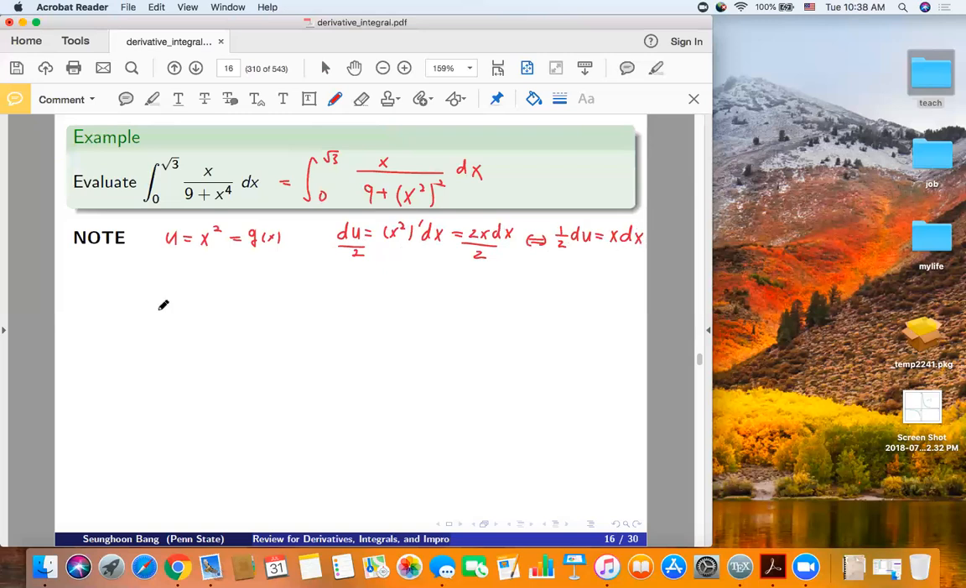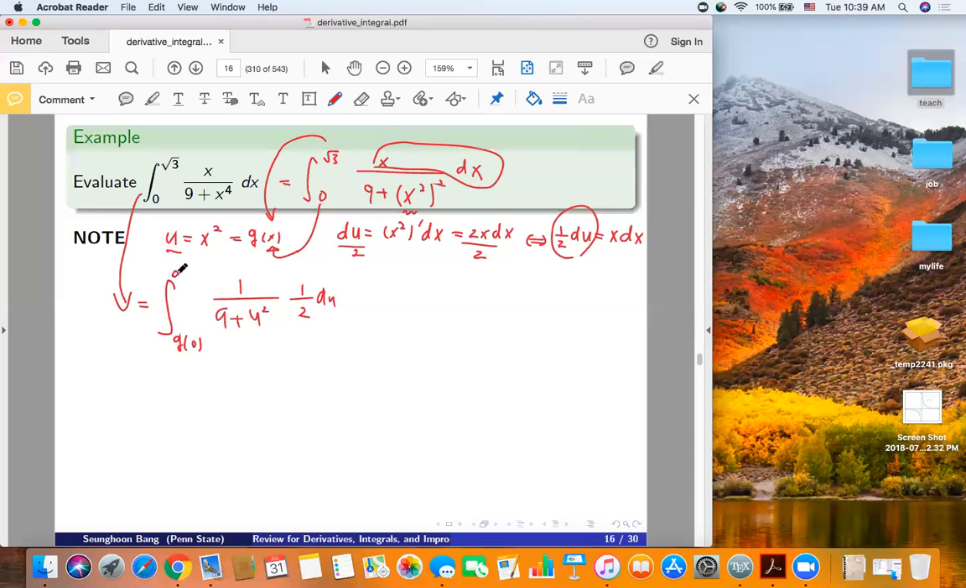This is the idea. So this is the same as the integral of 1 over 9 plus u squared, since x squared is u, and x dx is 1 over 2 du. One more thing: you plug 0 into the relation u equals x squared, and you get g of 0. You plug root 3 into the same, and here you get g of root 3.